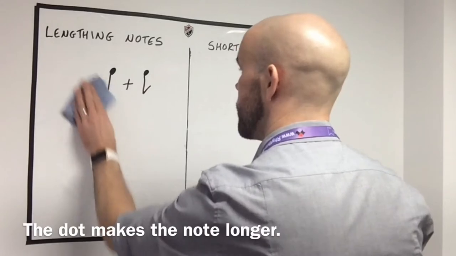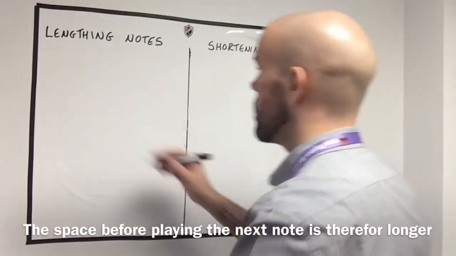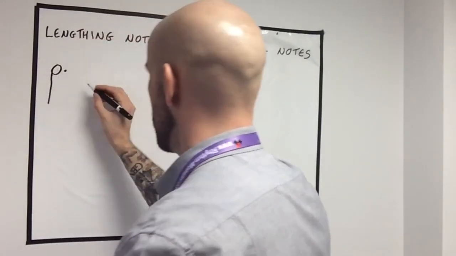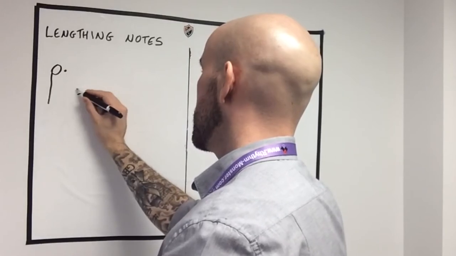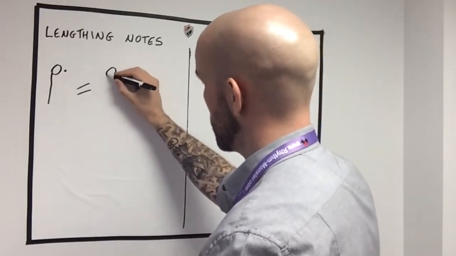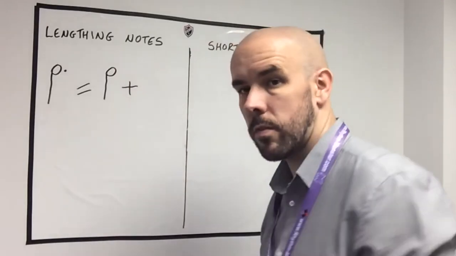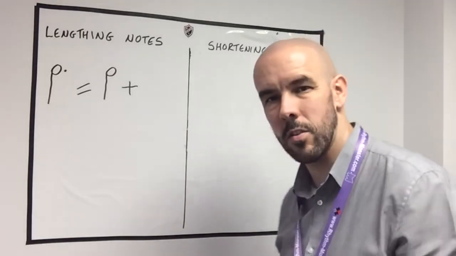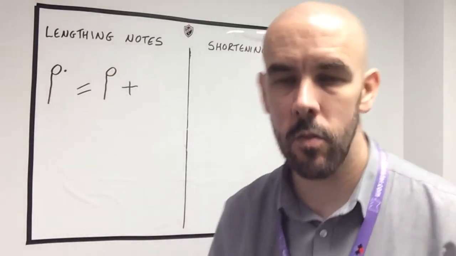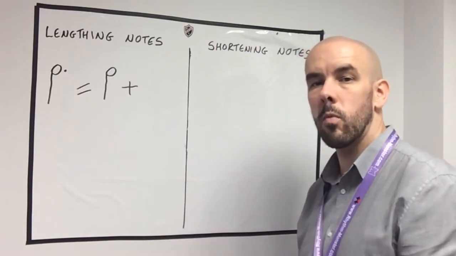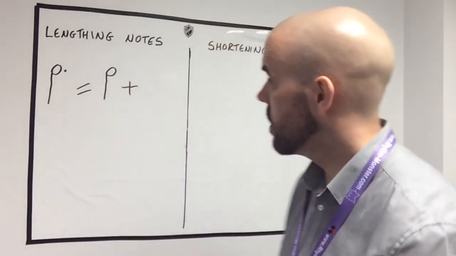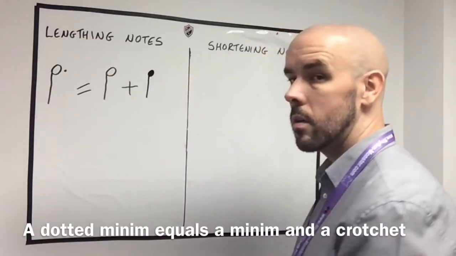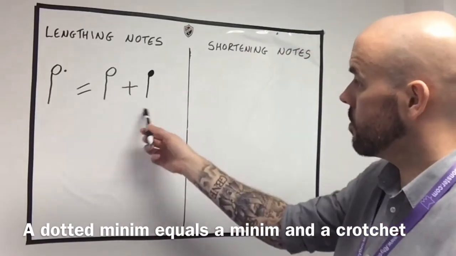Let's do a couple more. Let's do a minim, and we'll dot it. A dotted minim is equal to your minim straight away, and then what do you think would be half the value of a minim? If you split the minim in half, think back to the duration table, or table of relative note values, where we started at the top and worked down like a pyramid, it would be a crotchet. So a dotted minim is a minim plus a crotchet.